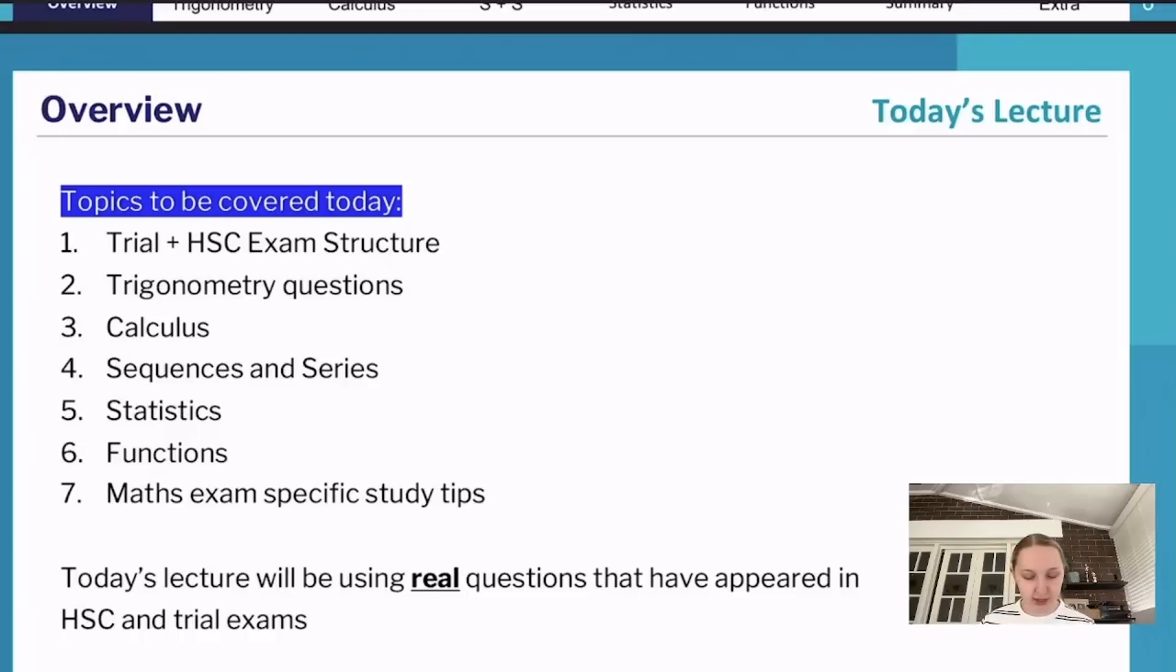So you'll be looking at topics: trig, calculus, sequences and series, stats, and functions. And then at the end, we'll be looking at some specific exam tips for studying for maths, because maths is quite different for most of you from the rest of your subjects.